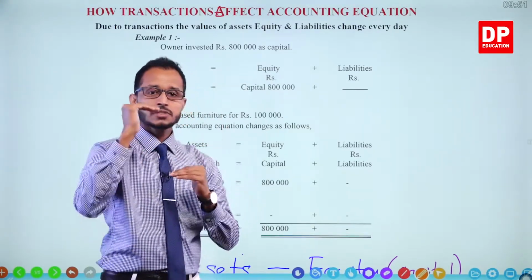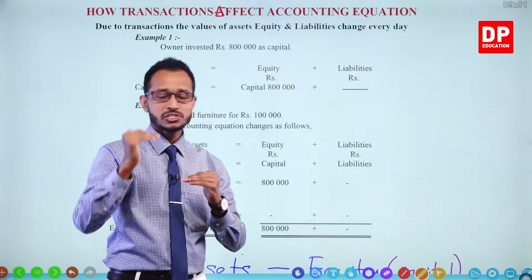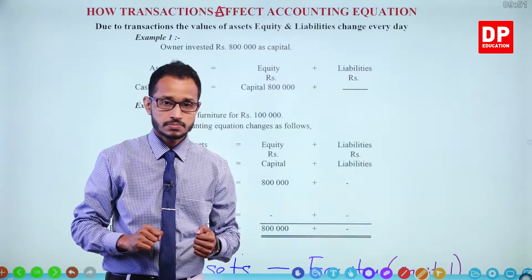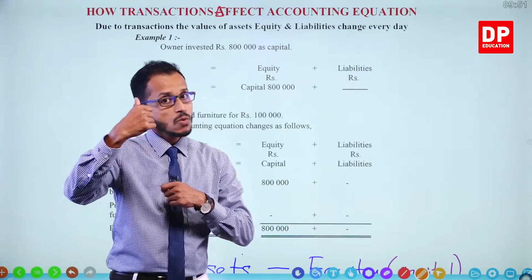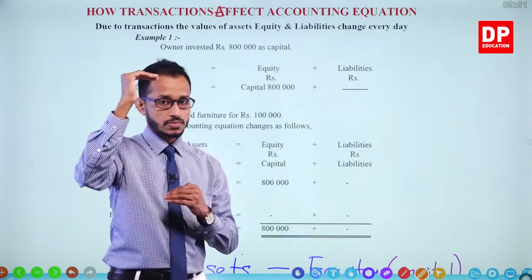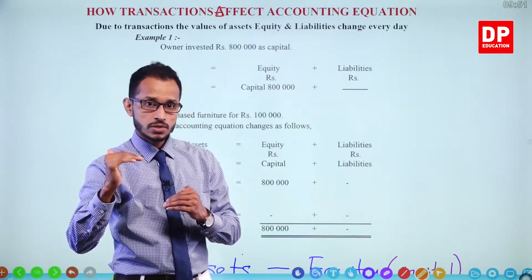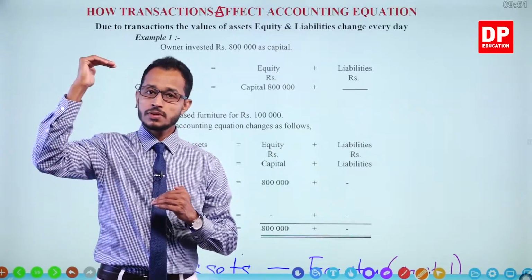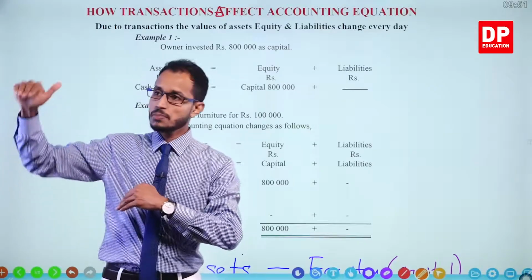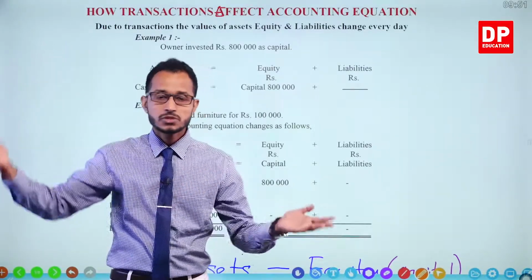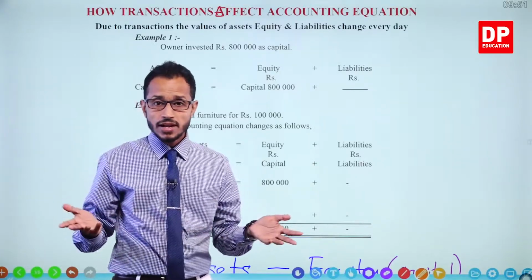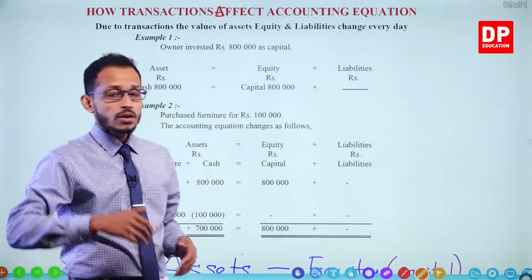Right? Cash. The business has cash, and that is an asset. Cash which is in the business changes. Cash amount goes down, cash amount goes up. Again, cash goes down, again goes up. Because of transactions. You can understand that, right?